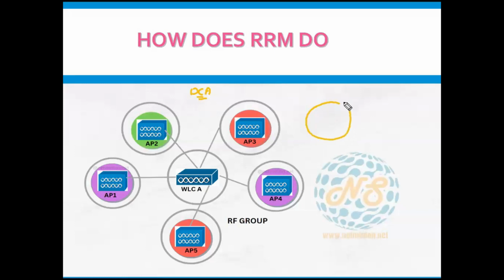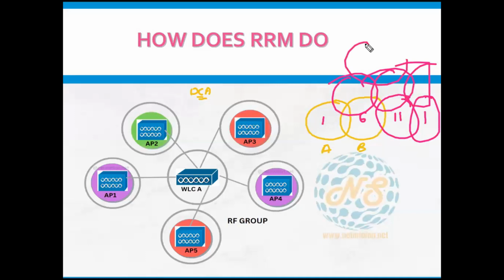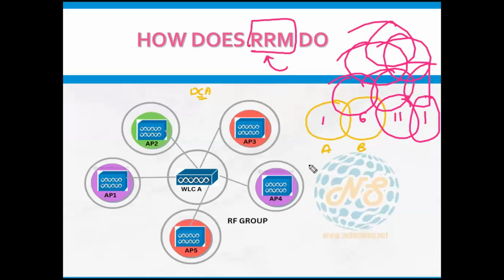So if you have this access point A and this access point B, can you keep them in the same channel? No, we should not. Otherwise, it will interfere. So if it is using channel 1, probably we will go with 6, then 11, then again 1. And if there are 100 access points, who will do these channel assignments? This feature, this algorithm.